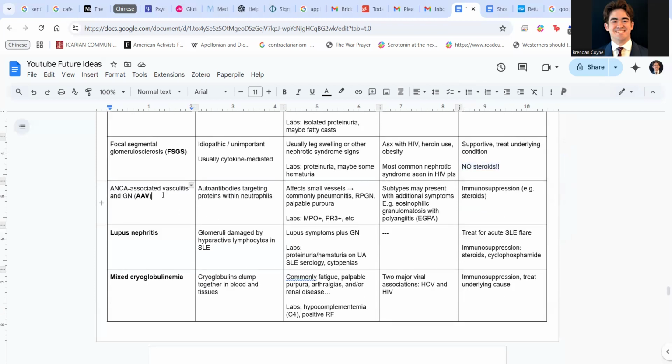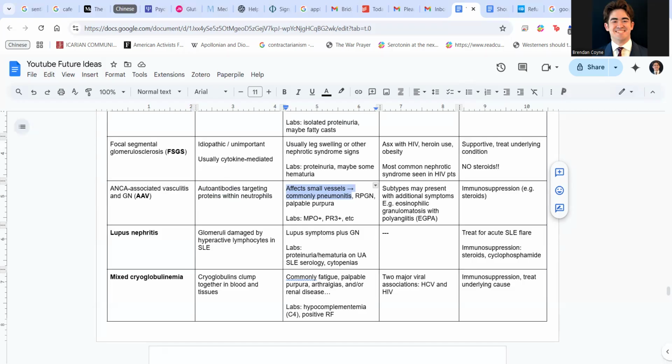Next one is ANCA-associated vasculitis and glomerulonephritis. This one, I'm just going to admit with you guys, it's not going to be my most thorough work because it honestly could be a whole talk in and of itself. There's all these subtypes and everything like that. But generally speaking, just know that it's driven by autoantibodies against proteins within neutrophils. And it is a small vessel vasculitis, which means that common symptoms are going to be pneumonitis, rapidly progressive GN, palpable purpura, and so on.